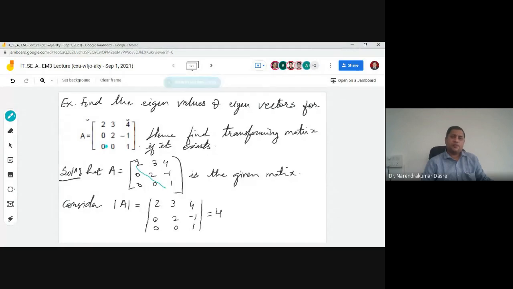As this matrix is upper triangular, we can directly say that the diagonal elements are going to be the eigenvalues, and we can find out either the sum or the product. Even the determinant we can find as the product of the diagonal elements. So here we got the determinant as 4.